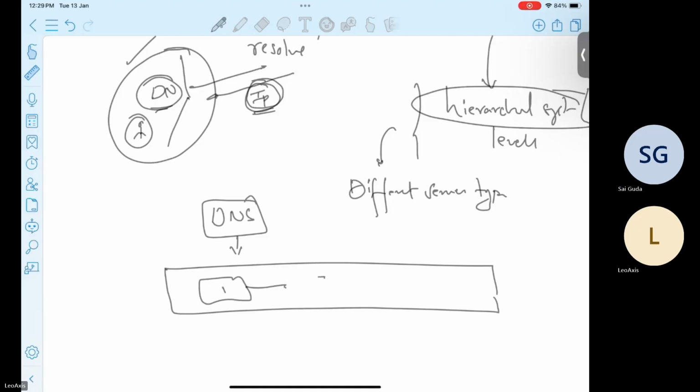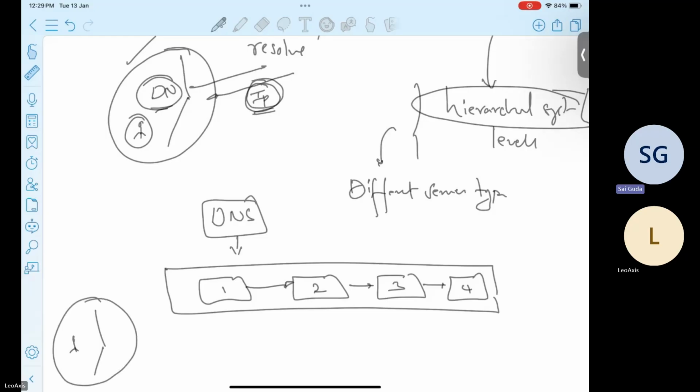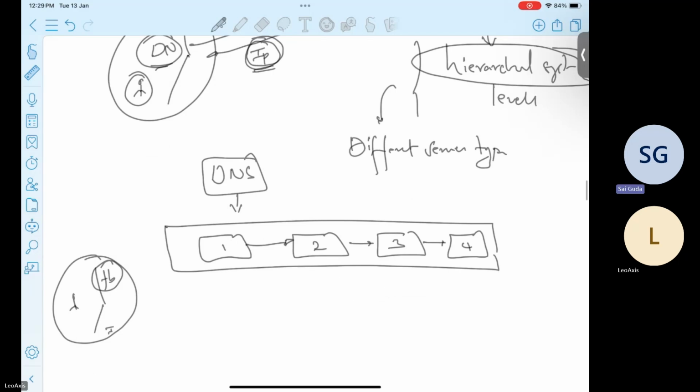Server 1, server 2, server 3, server 4. Whenever you ask for any name like Facebook or LeoAxis.com, if your system doesn't know the IP address, it immediately contacts DNS, the domain name system. Now, this domain name system is not a single server. It operates through a hierarchy using these 4 important server types, which are distributed across the globe.